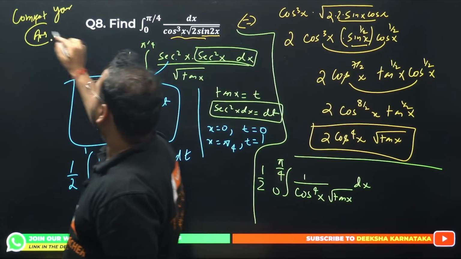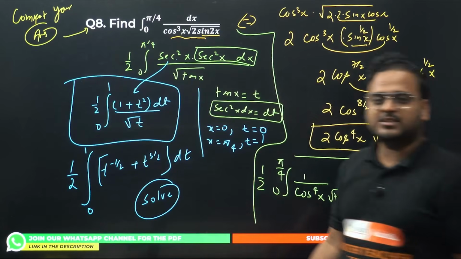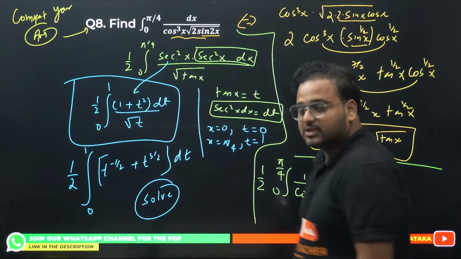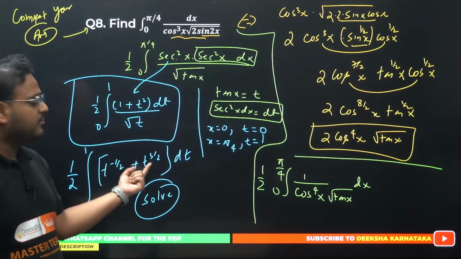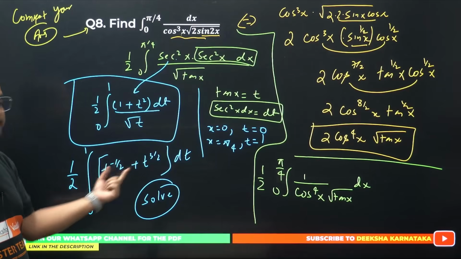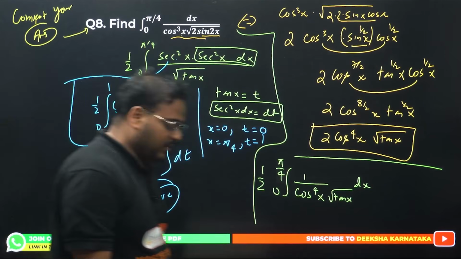For question number 8, final answer. I've given every step that is required to solve this question. You need to just do the calculation part. Integrate here. It will become t power 1 by 2, and it will become t power 5 by 2. Put the value of 1 and 0. Give me the final answer.